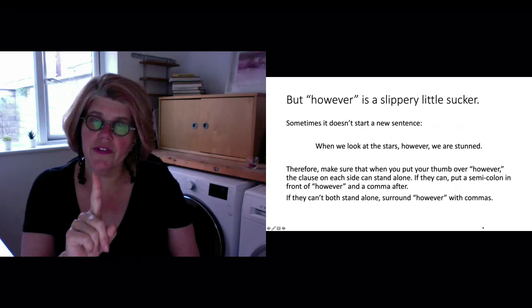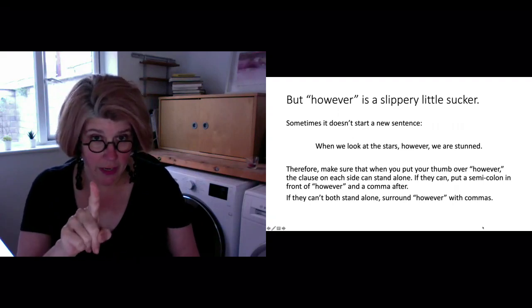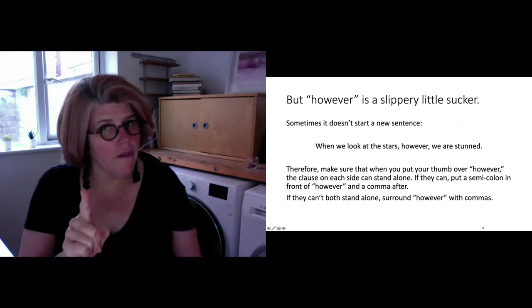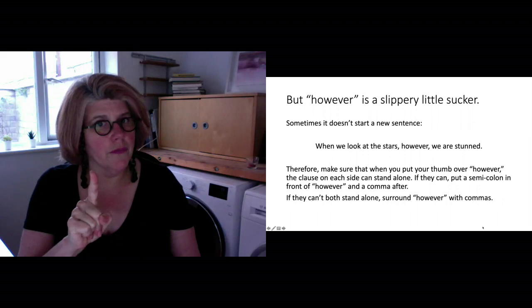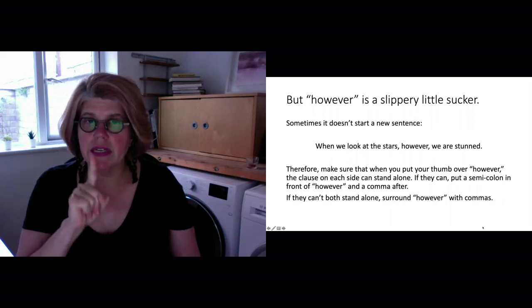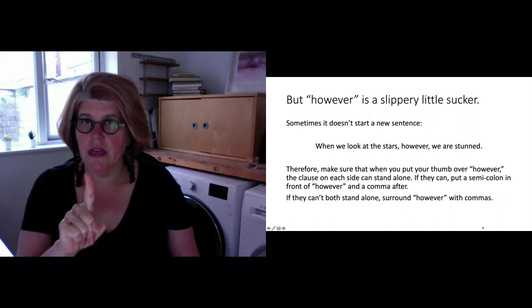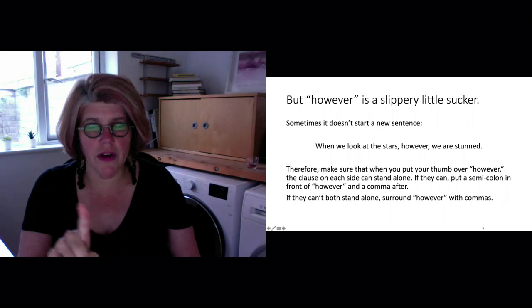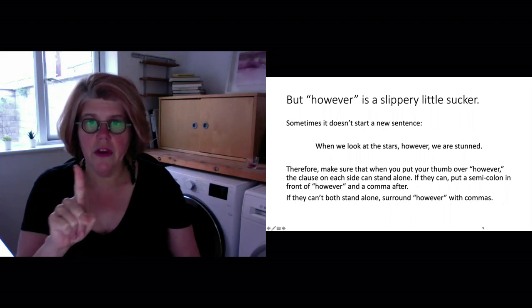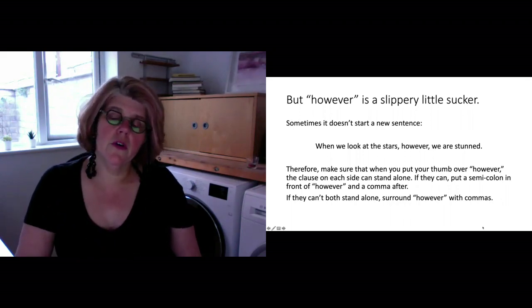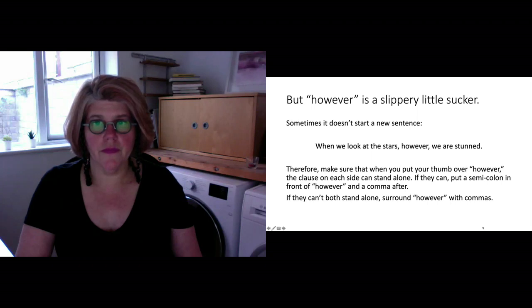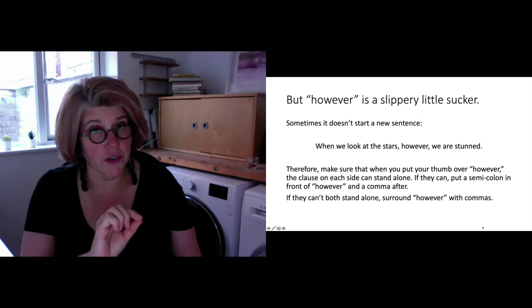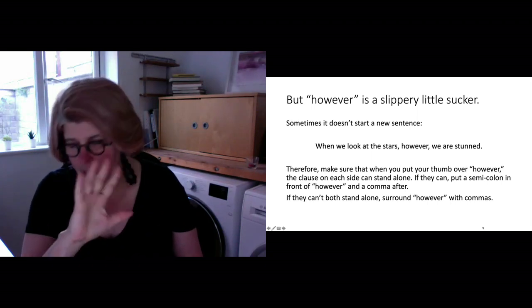Now the thing is, and this is a reason why I said that about using the full stop, "however" is a slippery little sucker. Sometimes it doesn't start a new sentence. Sometimes it's just a qualifier that you stick in the middle of a sentence. When we look at the stars, however, we are stunned. There, it doesn't start a new clause. Well, actually it does, but let's not get into that.